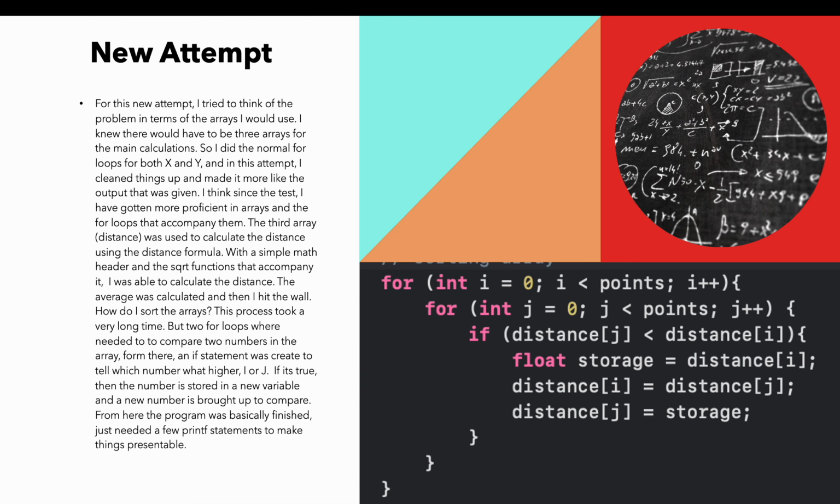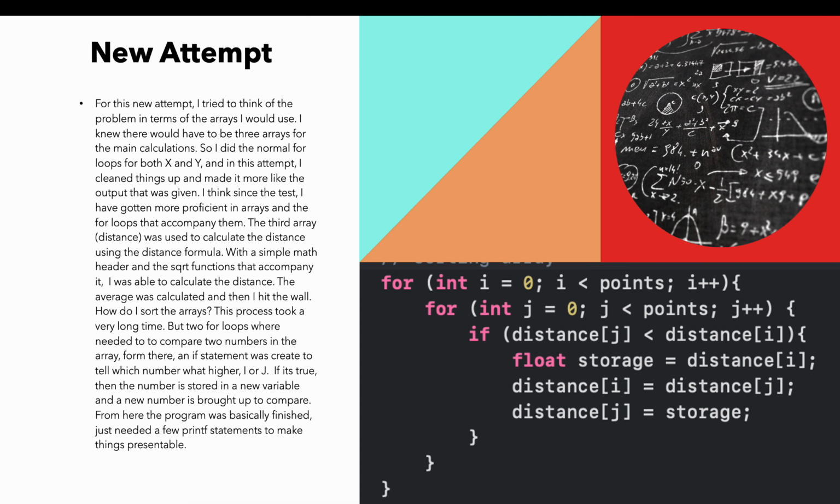And I did it wrong on the test because I think I did it wrong and then I deleted it, and it's not on there anymore. But on the new attempt, it was easier because I used the math header and used the square root function and the power function, put the arrays i, j in there, and it worked. I was able to calculate the distance pretty easily, so I didn't have that much trouble with that.